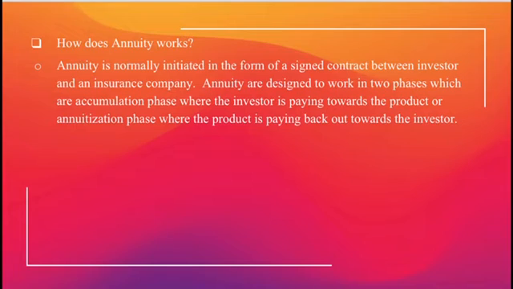How does annuity work? Normally, an annuity is initiated in the form of a signed contract between an investor and an insurance company. Annuities are designed to work in two phases: the accumulation phase, where the investor is paying towards the product, and the annuitization phase, where the product is paying back out to the investor. That's all for the introduction to annuity. Now I'll be passing to my teammates to explain how to solve the annuity.